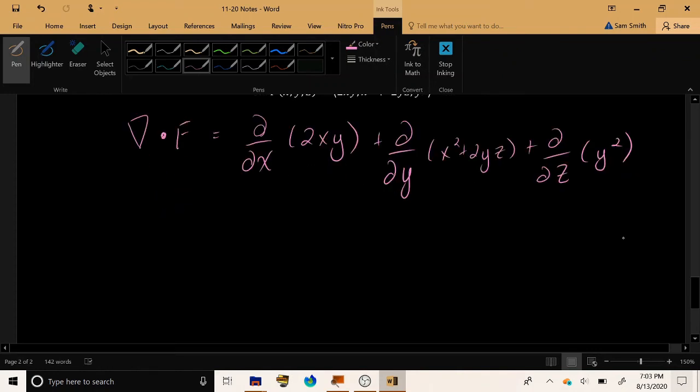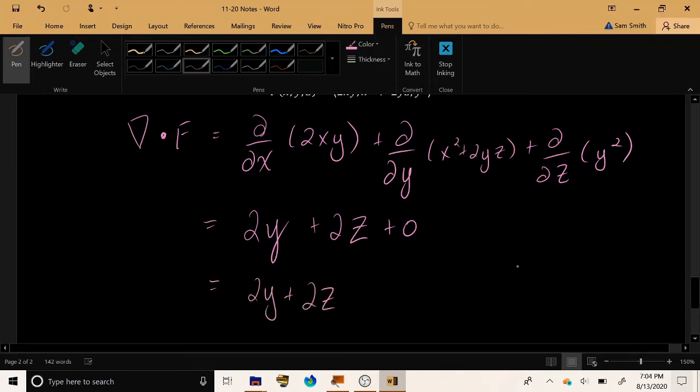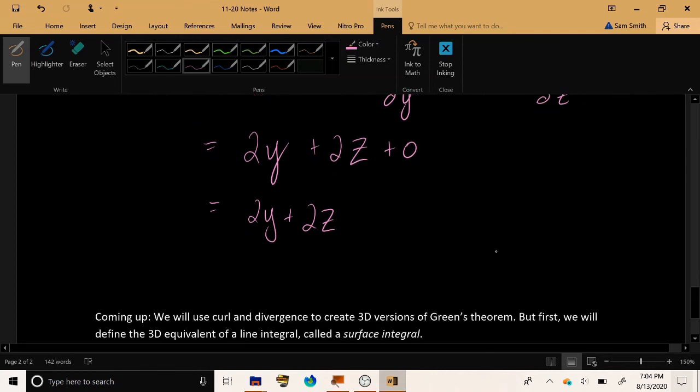Now, all in all, the partial derivative with respect to x of 2xy is simply 2y. The partial derivative with respect to y of x squared plus 2yz is simply 2z. And then finally, the partial derivative with respect to z of y squared is nothing. So in total, the divergence is equal to 2y plus 2z, a multivariable function, not a vector.